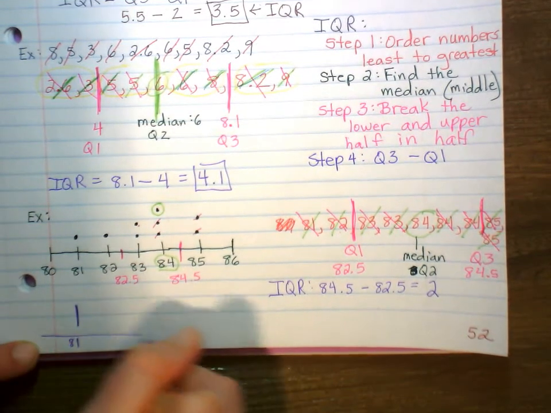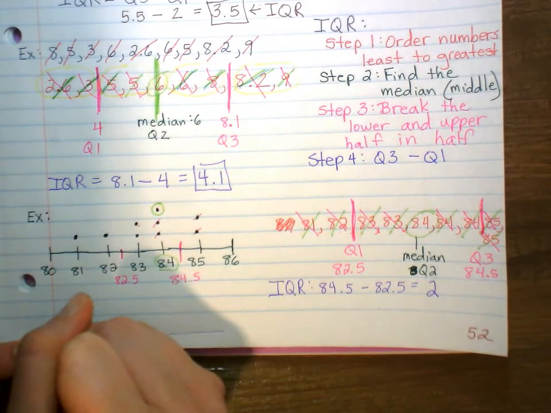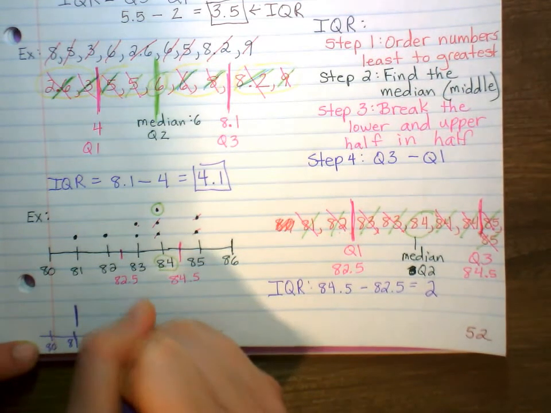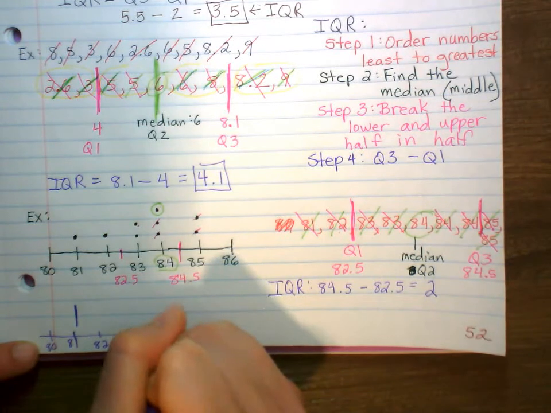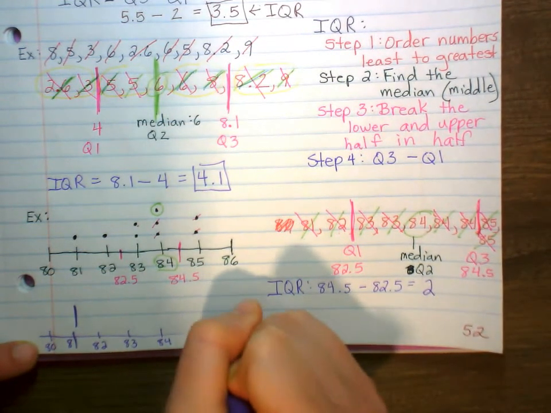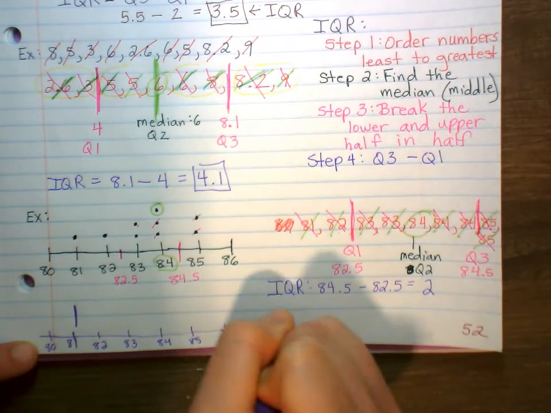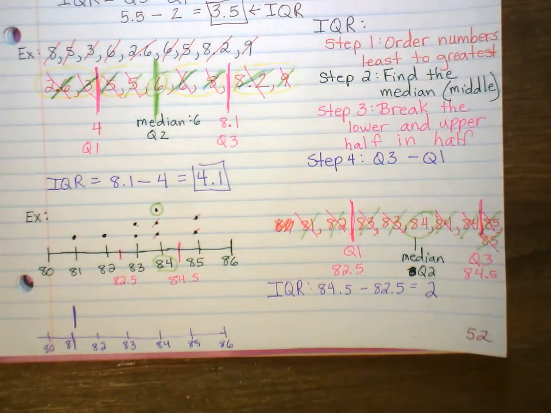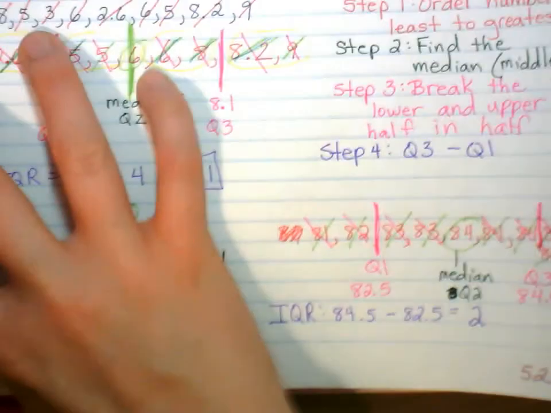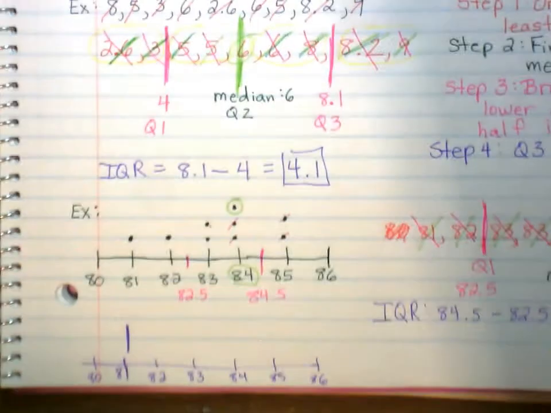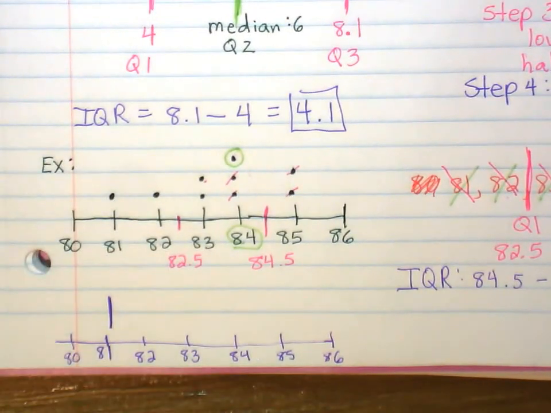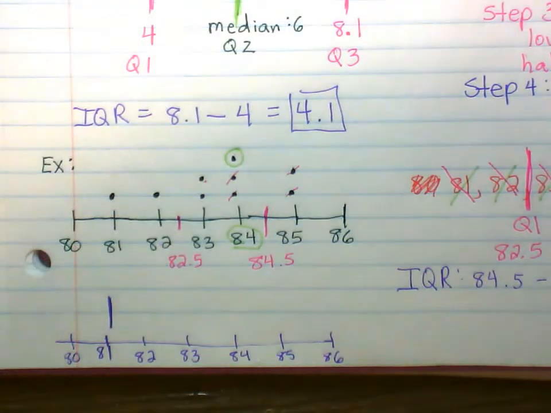So we could recopy our number line. 80, 81, 82, 83, 84, 85, and 86. So I recopied the number line. I'm going to zoom in a little bit. I want to make sure you guys can see this, because we're focusing really right here. Okay, so I recopied the number line. Now we're going to make our box and whisker plot.